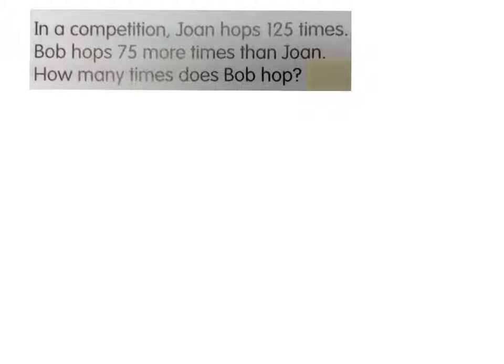Okay? Who's the story about, friends? It's about Joan and who? And Bob. Okay, so we have Joan, and then we have Bob. What happens to Joan? What does she do? Okay, so she's hopping, and you kind of see she's hopping. And she hops 125 times.